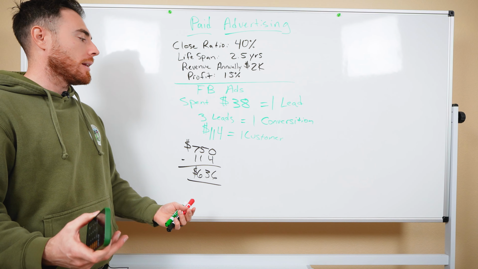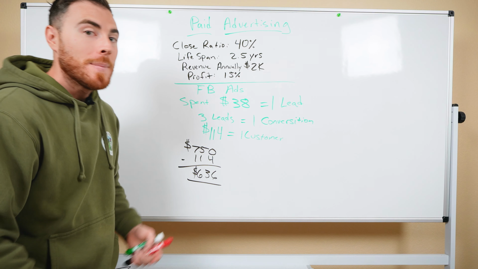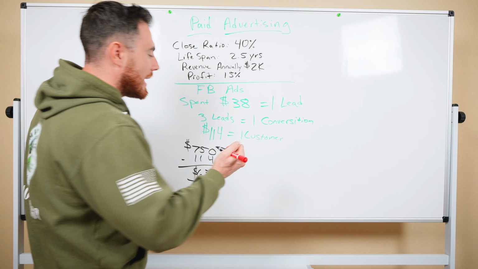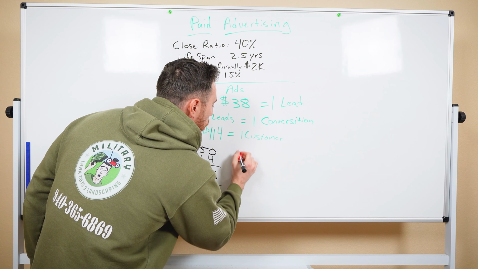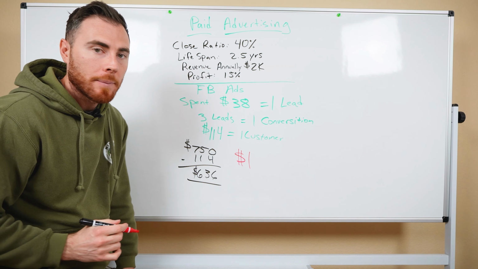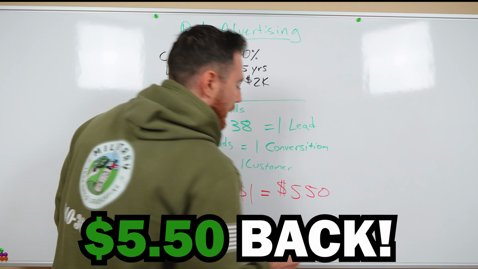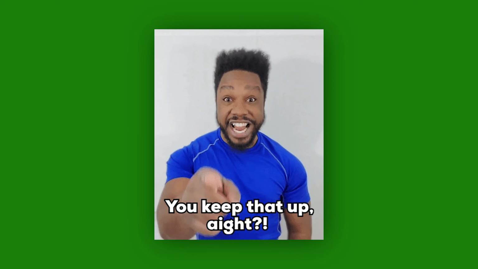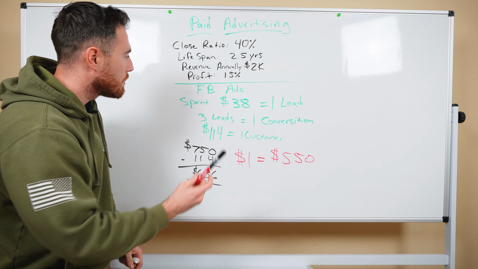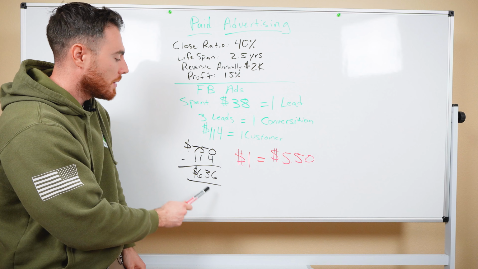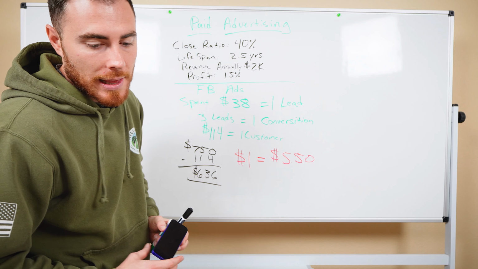So what does this mean? Well, $636 divided by 114 means for every $1 we are spending, and let me put this in red so you guys understand this, we are getting $5.50 back. That's a very good return. I would pour money and gasoline on that avenue. If you can spend $114 to make $636, keep doing it. That's how you calculate cost per lead.